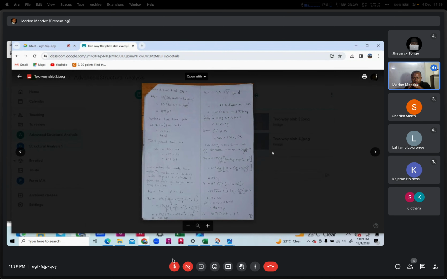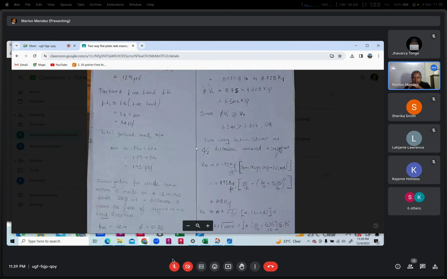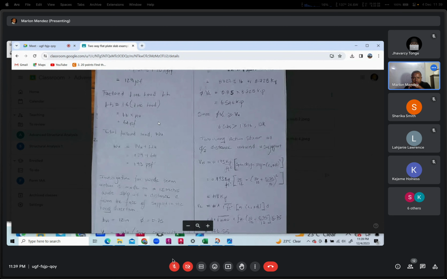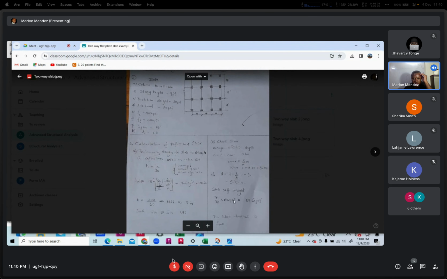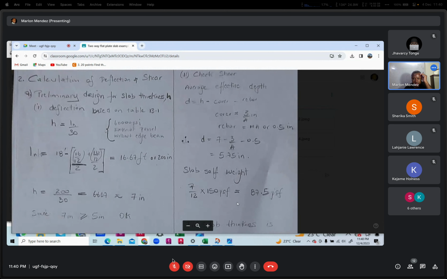Let me just go and get into this. I think what is important here, after you find the deflection, is to find the factored dead load. The factored dead load is the self weight. How do I calculate the self weight? Let me get back to this. So how do you calculate the self weight?